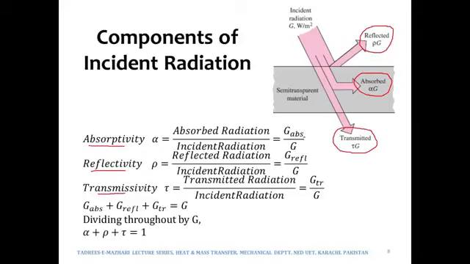So therefore G absorbed plus G reflected plus G transmitted would be equal to the total incident radiation G, and they all would have units of watts per square meter. If we divide throughout by G, G absorbed by G would become absorptivity alpha, G reflected by G would become reflectivity rho, and G transmitted over G would become transmissivity tau. And G over G would become 1. It means that alpha plus rho plus tau is 1.